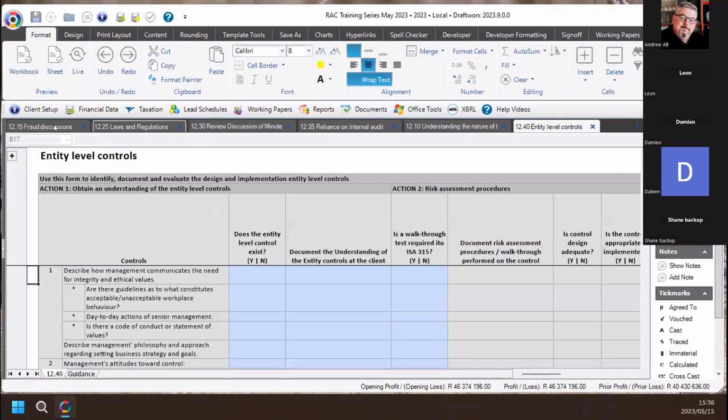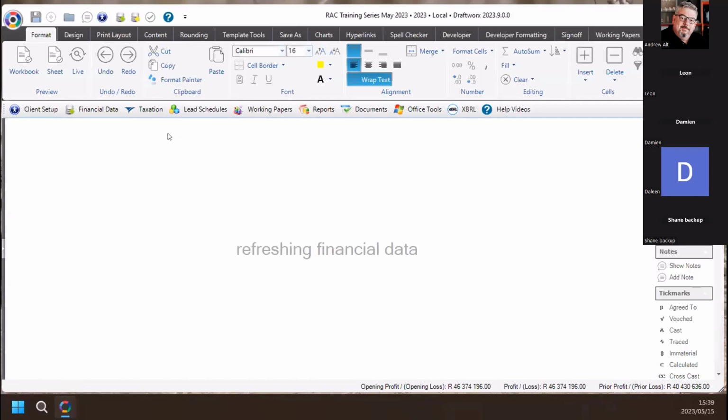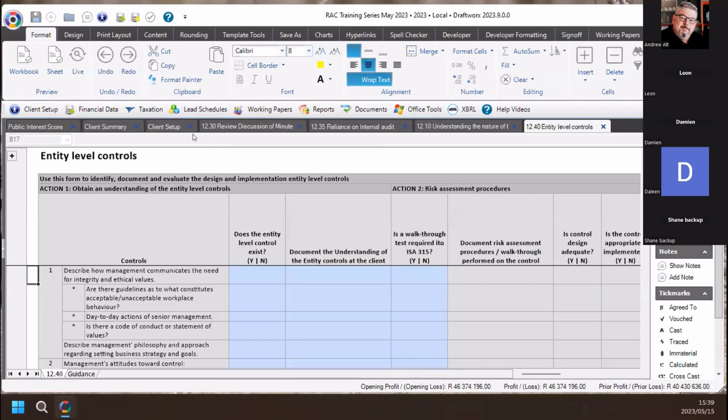Our next document is 12.40. And sorry, I just want to close some excess tabs here.